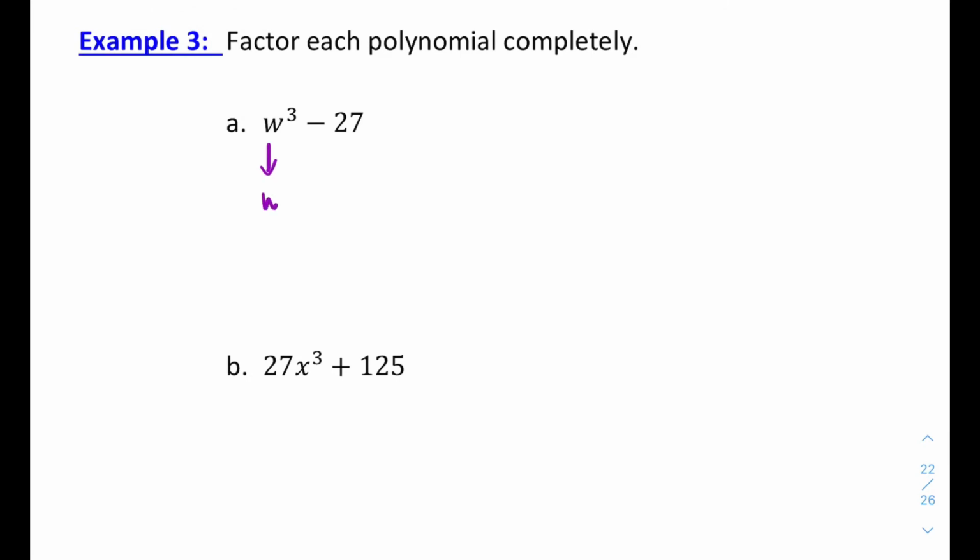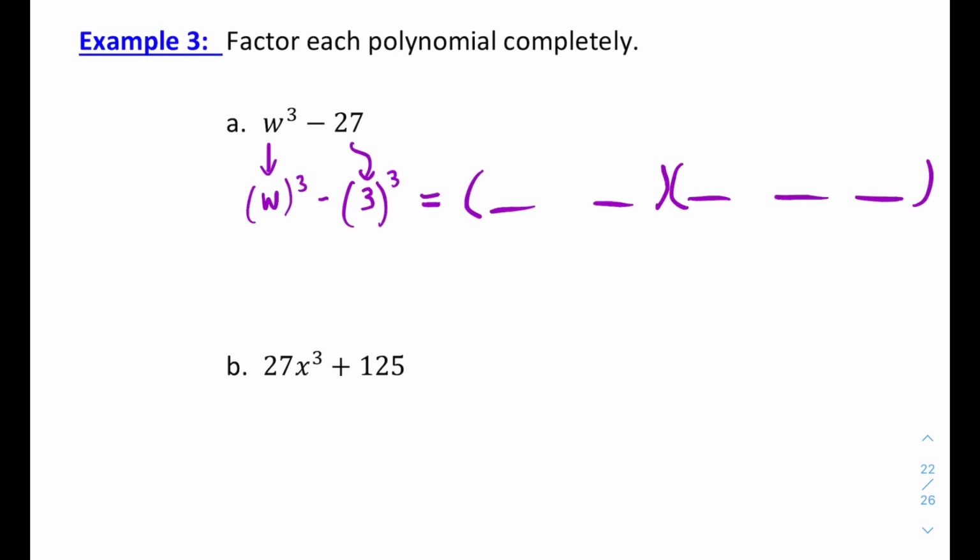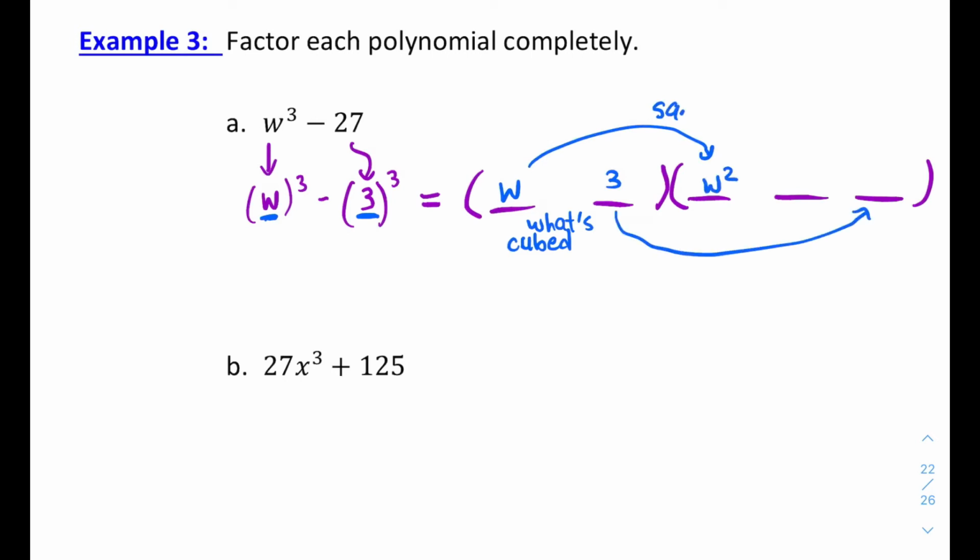So let's try another one. We have w cubed minus 27. So the cube root of 27, or what I cubed to get 27, is 3. So if I think about factoring this, I'm going to write out my binomial and my trinomial here. In my binomial, I'll just have whatever was being cubed, which is just w and 3. Then I am going to square w to get my first term in my trinomial, and 3 squared to get my last term in my trinomial. And then my middle term comes from multiplying w and 3 together, so 3w.